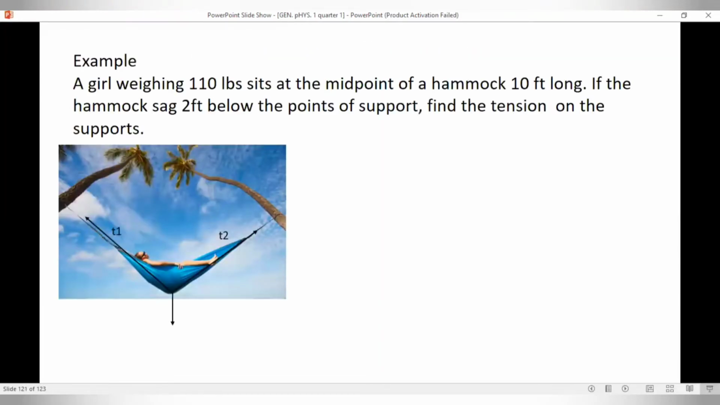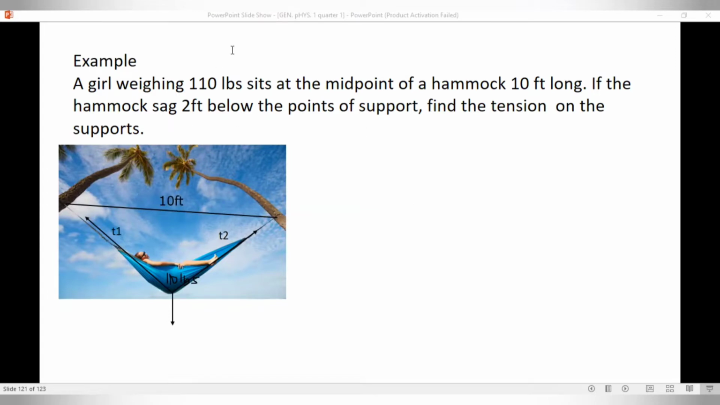Let us have this example. For instance, this girl is 110 pounds, sits on the midpoint of a hammock, 10 feet long. So itong hammock, itong duyan, ay 10 feet ang haba nito. Okay? 10 feet yung haba. If the hammock sags 2 feet.